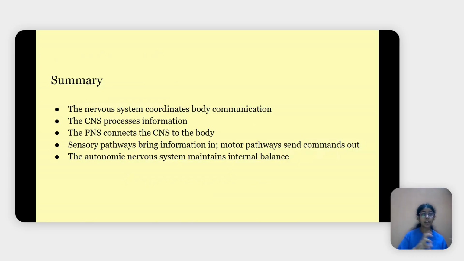In summary, this module covered a few different things. First, the nervous system coordinates bodily communication. The CNS processes information. The PNS connects the CNS to the rest of the body. The sensory pathways bring information in, and the motor pathways send commands out. And the autonomic nervous system maintains internal balance.